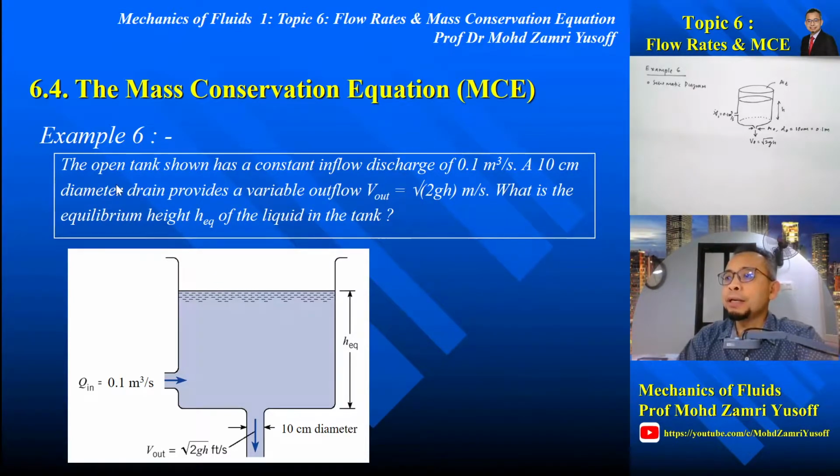So the question says that the open tank shown in this diagram here has a constant inflow discharge of 0.1 meter cube per second. So there is an inlet flow here, and the flow rate is equal to 0.1 meter cube per second. A 10 centimeter diameter drain provides a variable outflow, V out is equal to root 2 GH. So there is an outflow here through this 10 centimeter diameter drain, and the velocity here is equal to root 2 GH. The question asks us to determine the equilibrium height, H equilibrium, of the liquid in the tank.